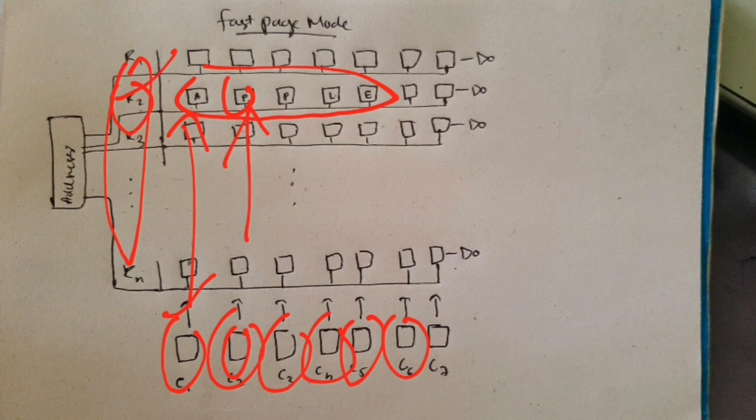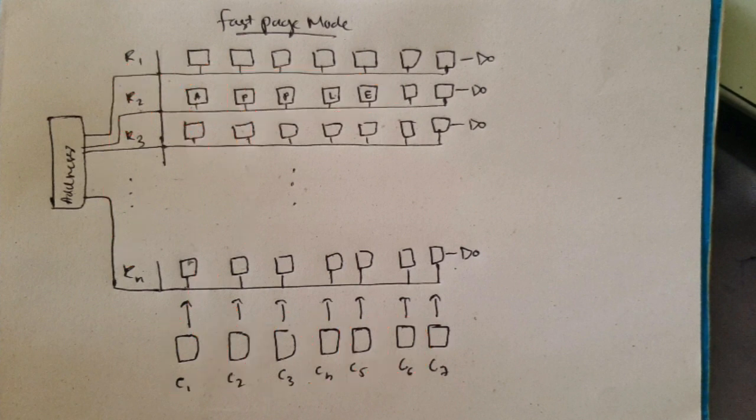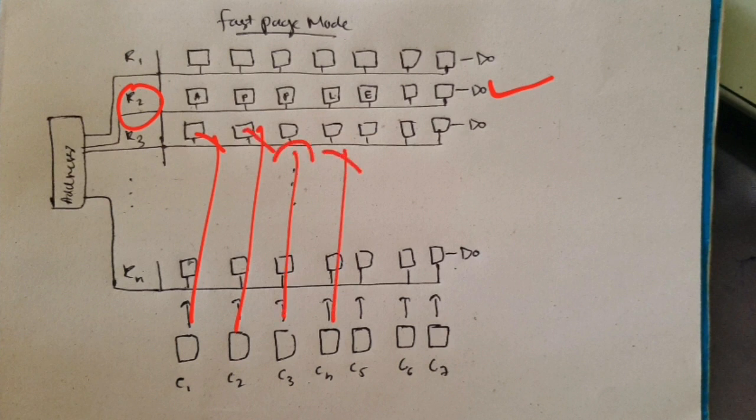So in fast page mode, what we do is a shortcut. We will select the row once and save that row address in this latch. This latch will hold the row address, so I just need to change the column for reading all these letters. That's the fast page mode.